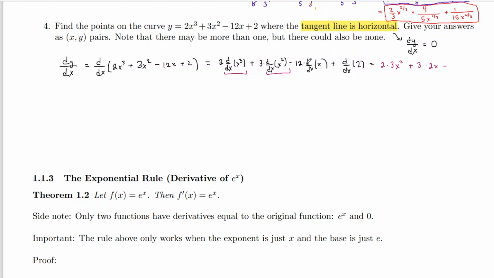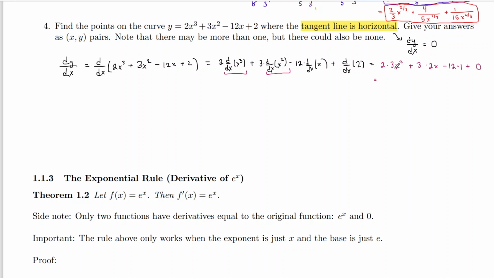Minus 12 times the derivative with respect to x of x. Well, the derivative of x is just 1. And then plus the derivative of a number, which is 0. Now, eventually, I'm also going to stop writing the 1s and 0s, because when we multiply by 1 or add 0, it's not doing anything for us.